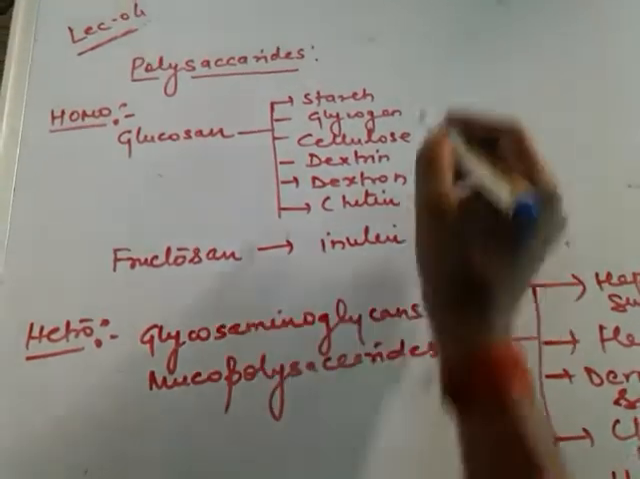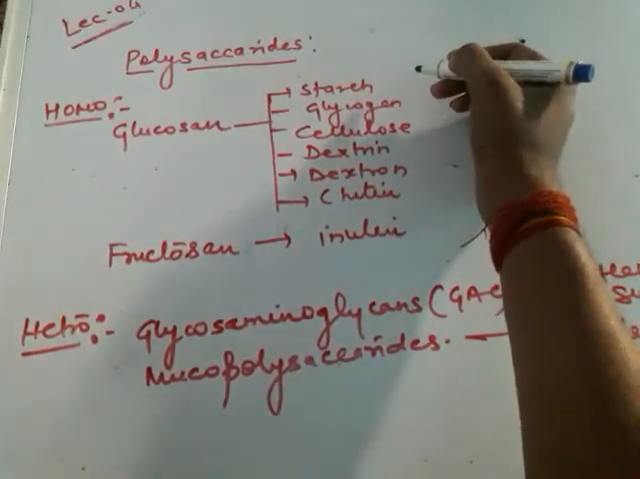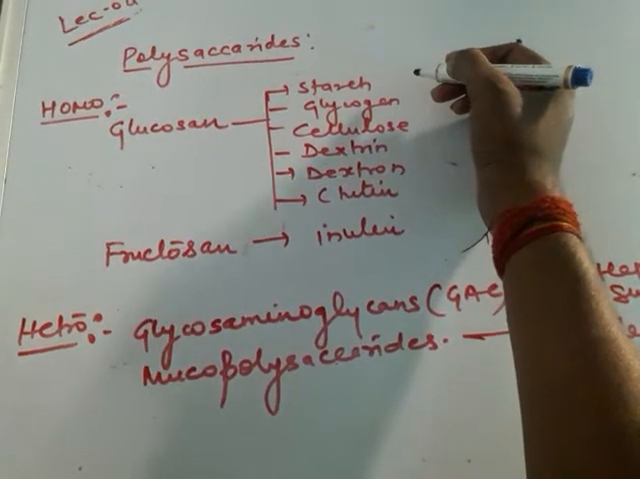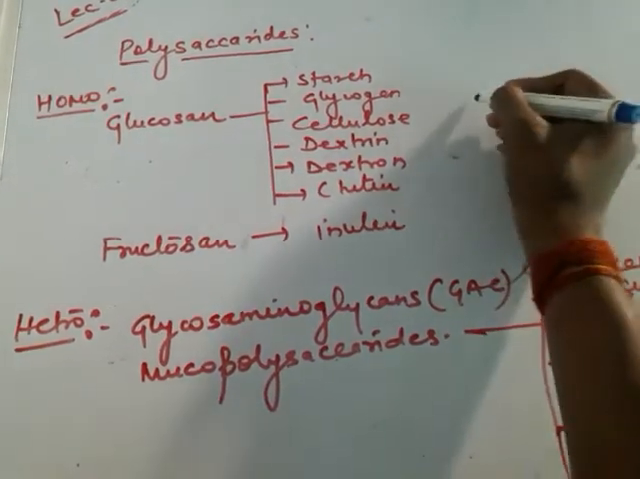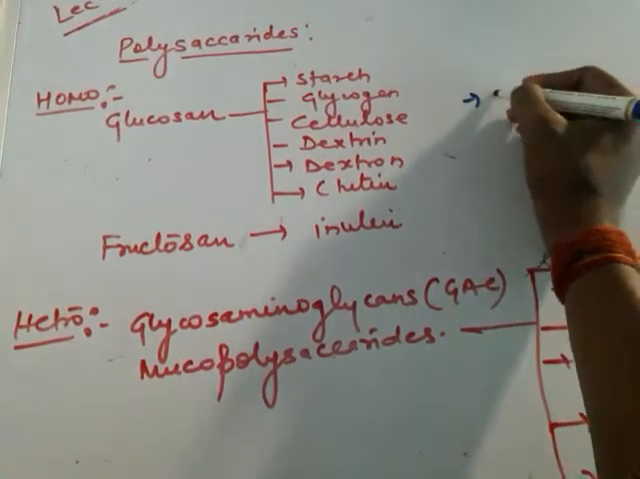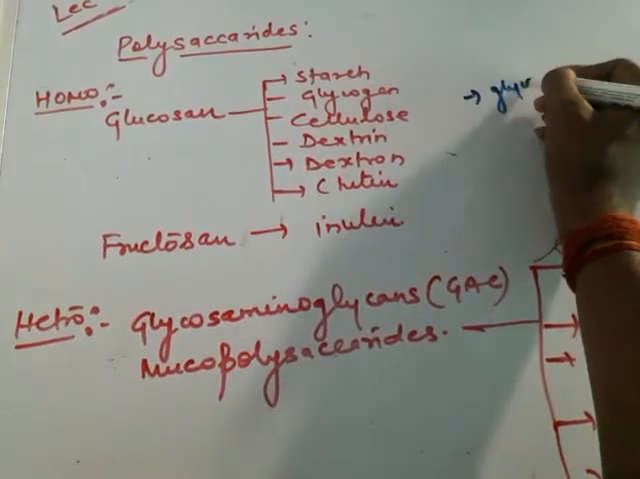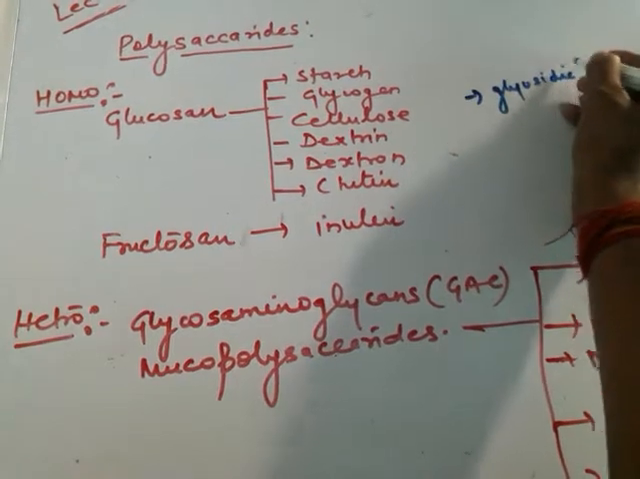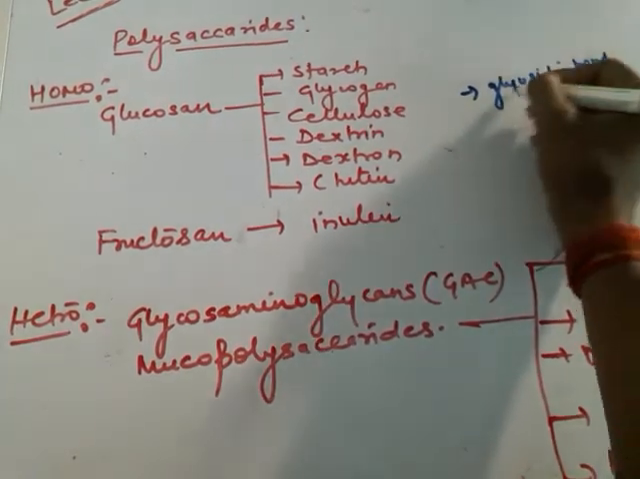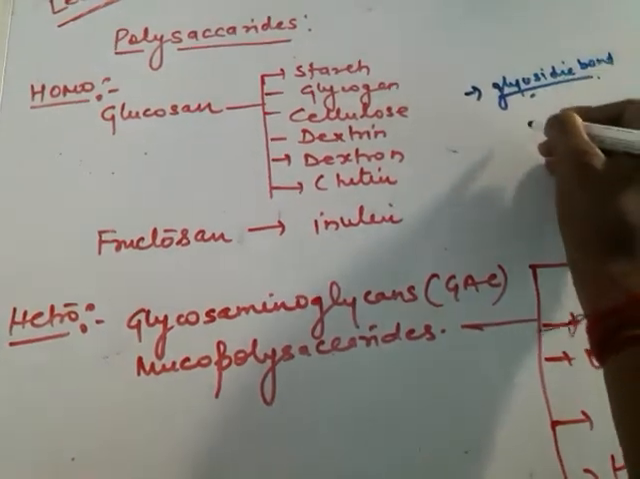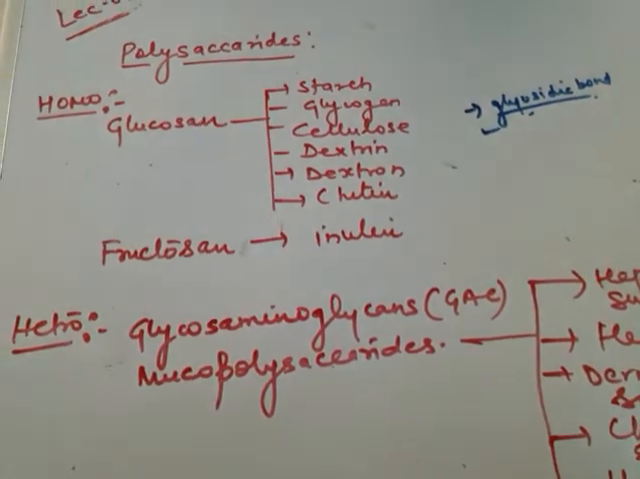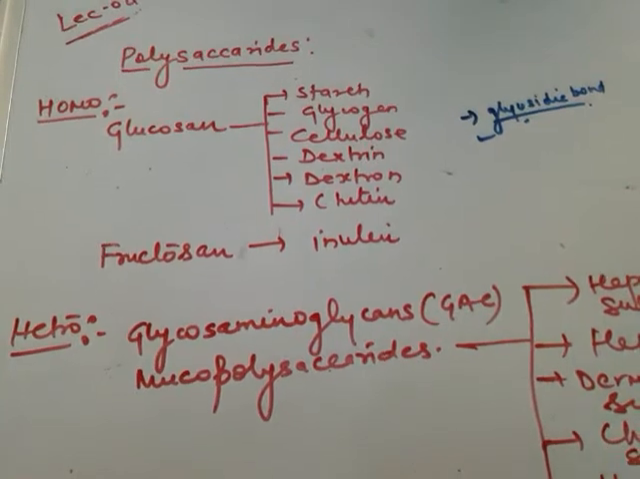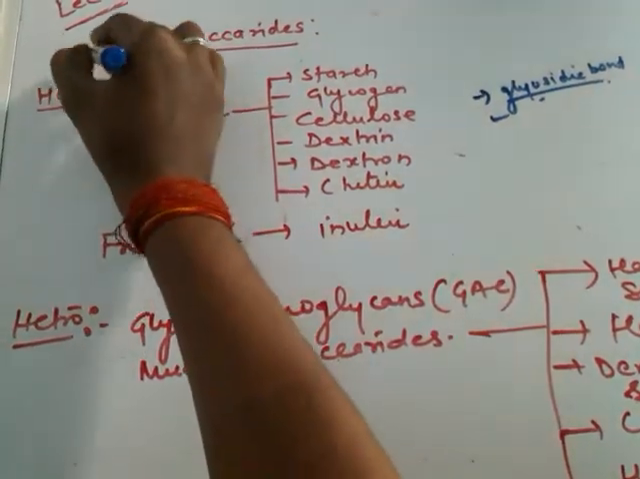So hello everyone. Before this lecture, I have completed the carbohydrates and their classifications, and one short lecture regarding the glycosidic bond. The glycosidic bond is a very important bond found in disaccharides and polysaccharides. This is my last lecture, in which we will describe the polysaccharides.